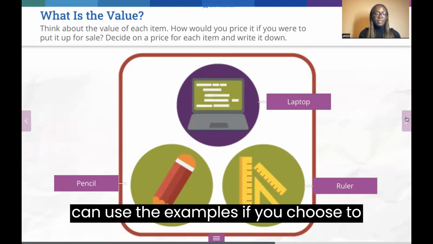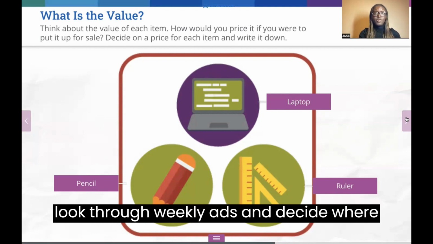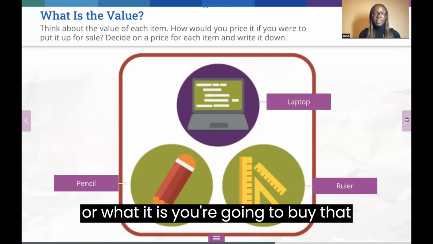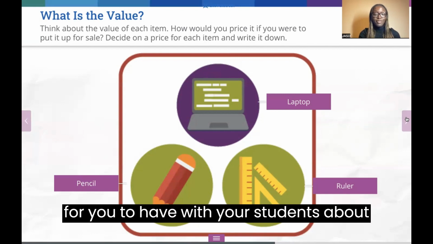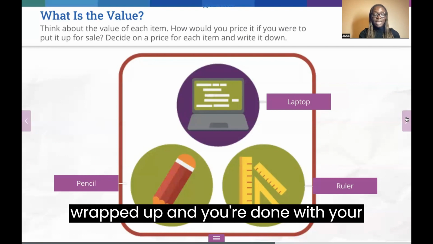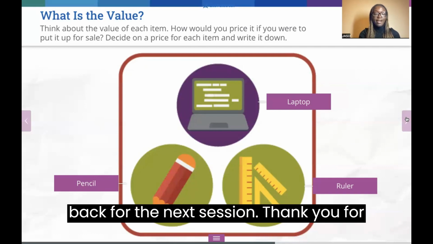You can use examples of how you choose to shop at different stores, maybe looking through weekly ads and deciding where you're going to buy your groceries or what you're going to buy that week. But this allows for a conversation with your students about the free market economy. Once you've wrapped up and you're done with your activity, you can do a recap of the day and tell the students when you're coming back for the next section.